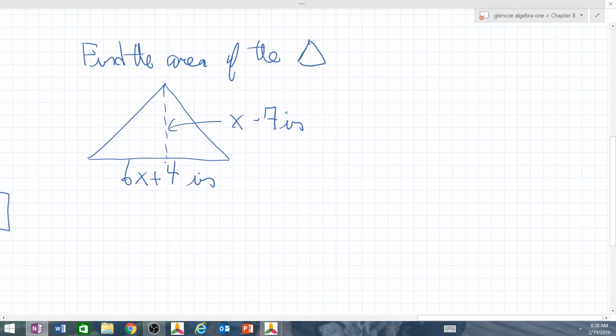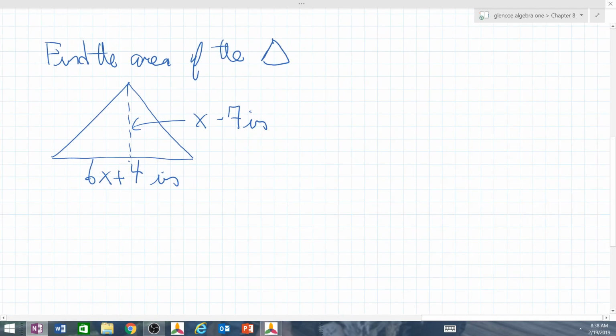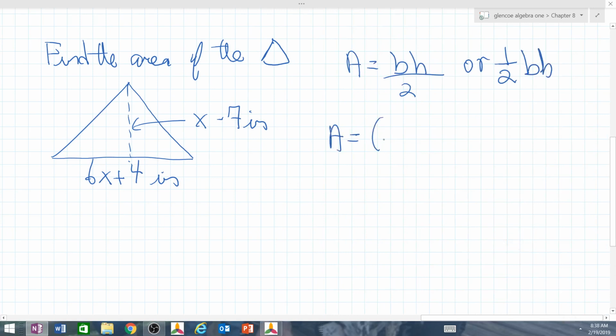Okay, so for the area of a triangle, the base is 6x plus 4 inches. The height is x minus 7 inches. Our formula is area equals base times height over 2, or 1/2 BH. So I'm going to use BH over 2. Area would equal 6x plus 4 times x minus 7, all over 2.